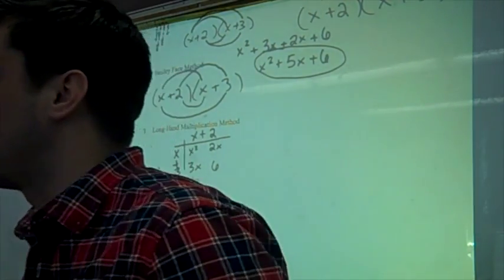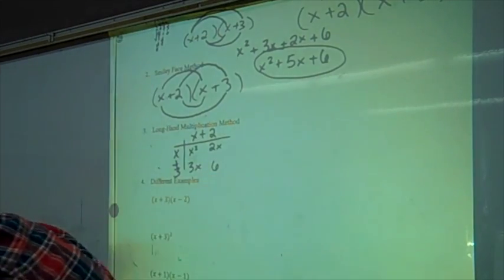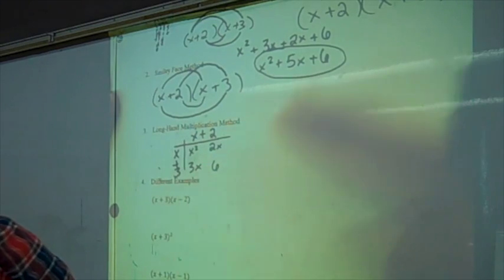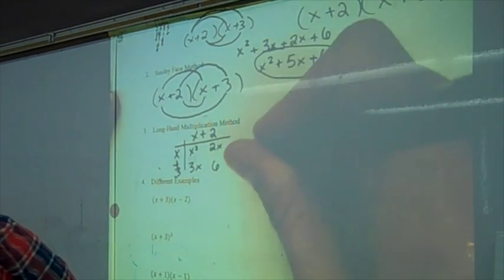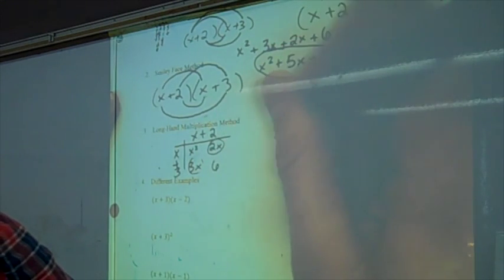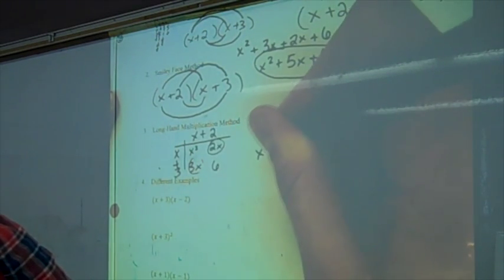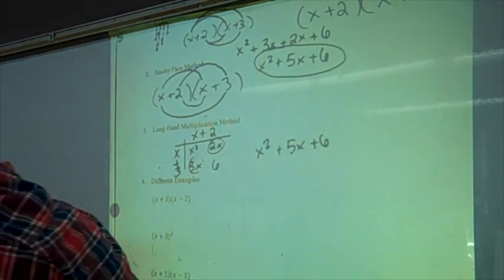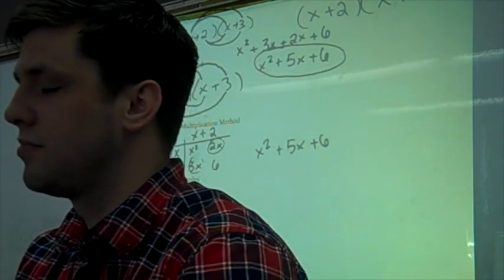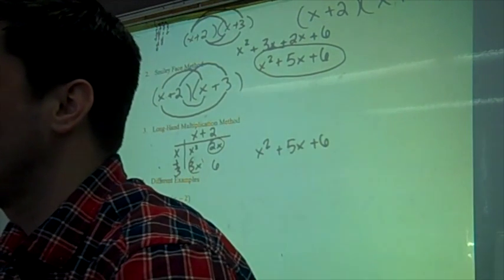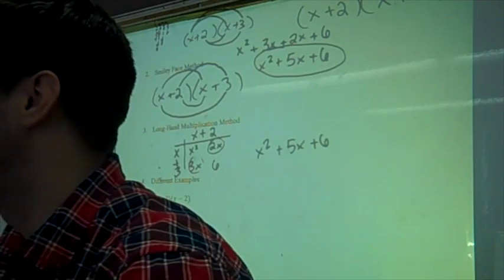And now you have all your terms on the inside, and before writing them out, you can try to match them up and say, I've got similar terms right here, and I know those are going to add to 5x, these two terms. And so, x squared plus 5x plus 6. So those are your 3 strategies that I know of.